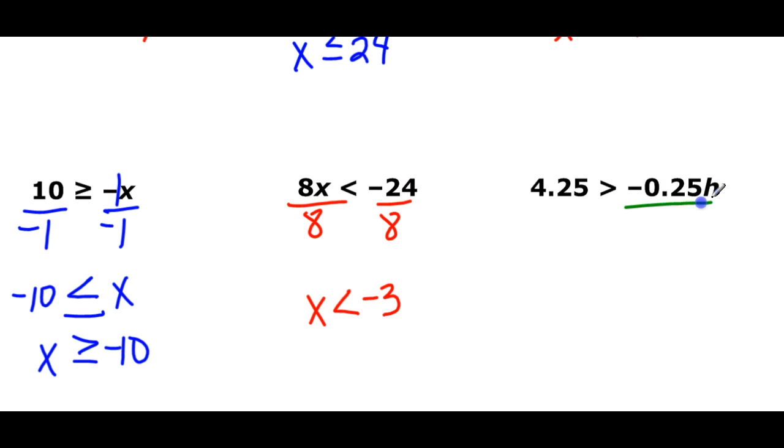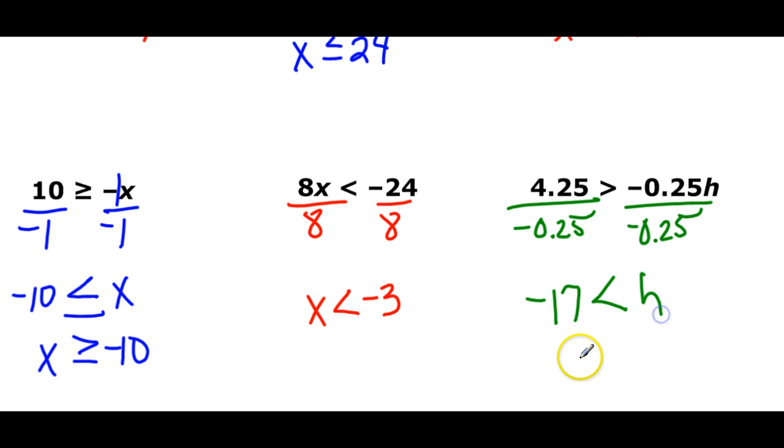Last one. Ready? Divide by negative 0.25. Okay? Flip or don't flip? Flip. Do it right away. Okay? Negative 17 is less than h, which is the same thing as saying h is greater than negative 17. Pick a value that is greater than negative 17. How about 0? Negative 0.25 times 0 is 0. 4.25 is greater than 0. And that is it.